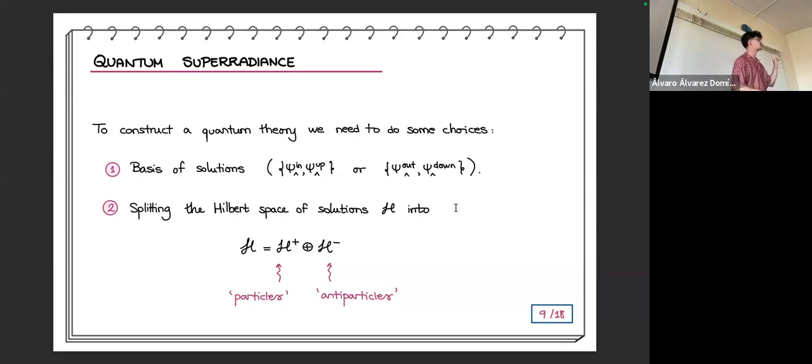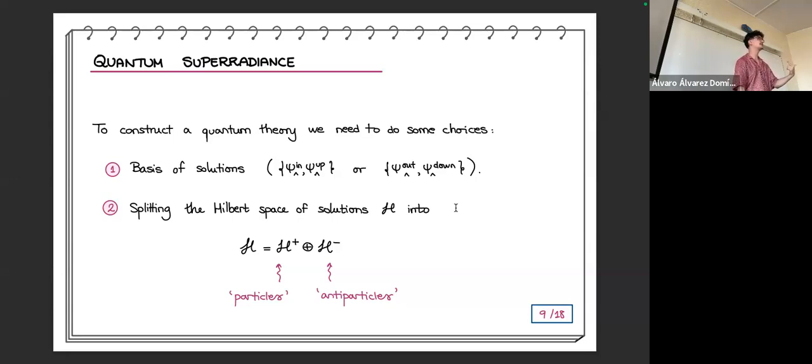First of all, we need to choose a basis of solutions. That's why I presented to you before 2 bases of solutions. One with the in-up solutions and another with the out-down solutions. Okay, so the first step, we already have.